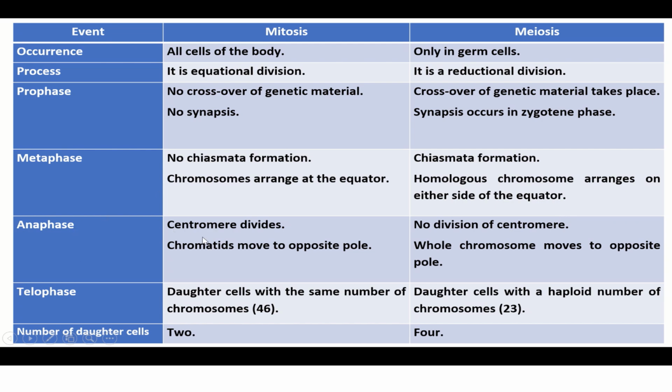In anaphase of mitosis, the centromere divides and chromatids move to the opposite poles. In meiosis, there is no division of the centromere; the whole chromosome moves to the opposite pole. In telophase of mitosis, daughter cells have the same number of chromosomes, 46. In meiosis, daughter cells have the haploid number of chromosomes, a reduction in chromosome number to half. The number of daughter cells formed in mitosis is 2, and in meiosis it is 4.